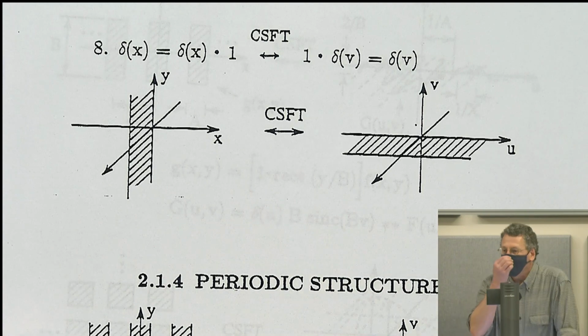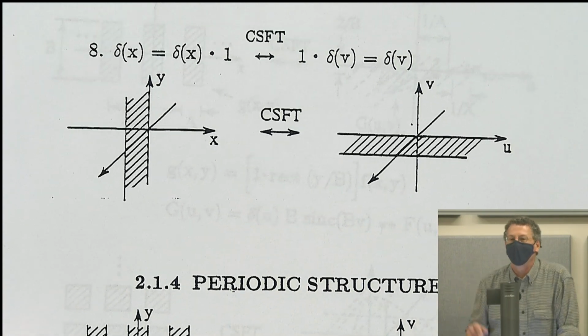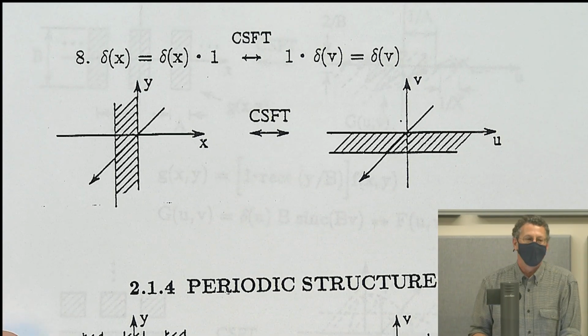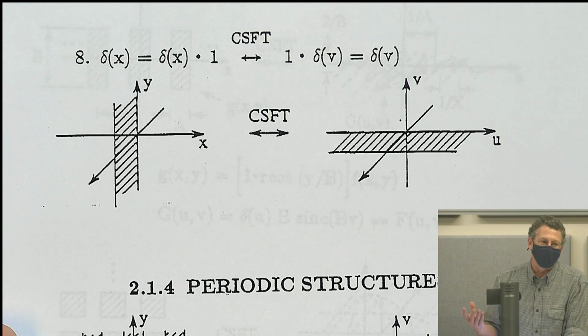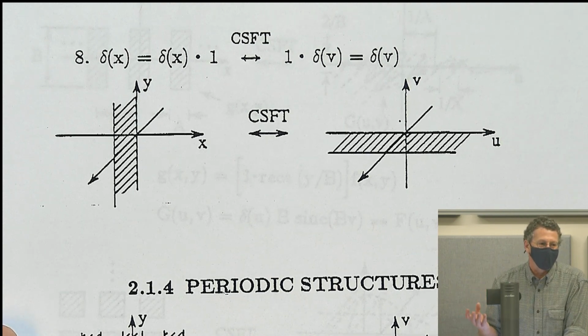Oh, for non-electrical engineers, DC refers to direct current, which is sort of legacy terminology. It's the zero frequency.